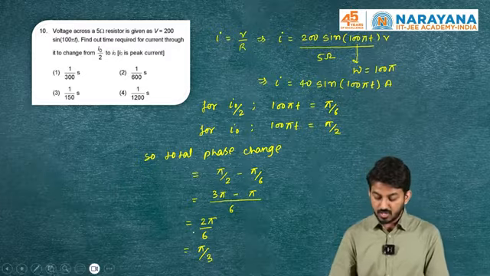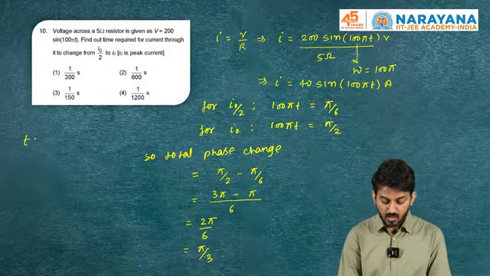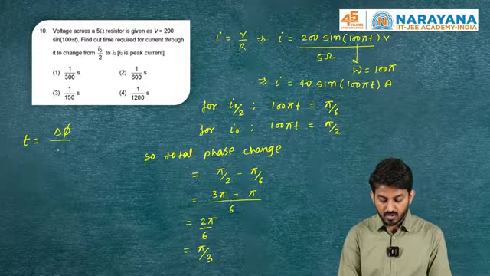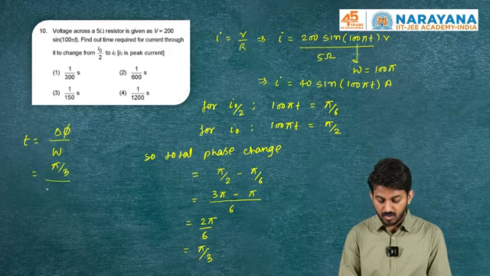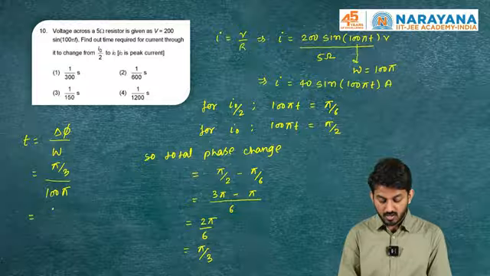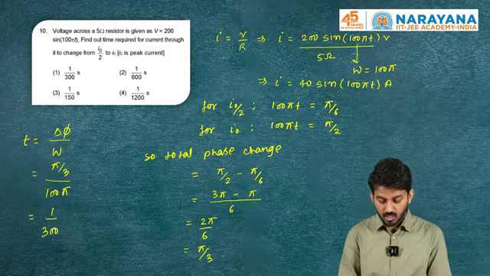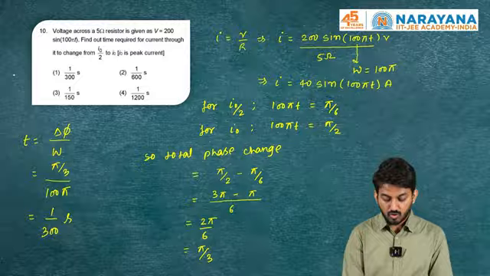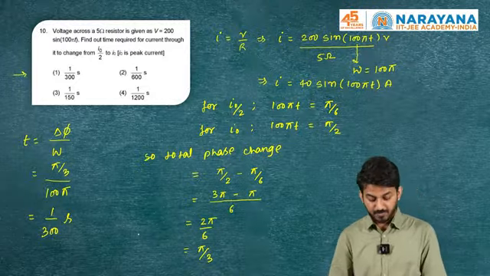Now, for the phasor to turn by pi by 3, time is going to be equal to delta phi divided by omega. So pi by 3 divided by omega, which is 100 pi, giving us time as 1 over 300 seconds. So option 1 is the correct answer.